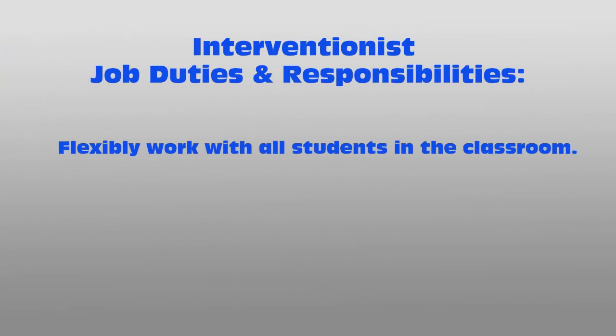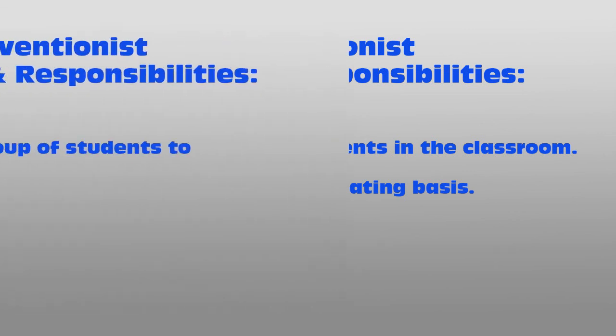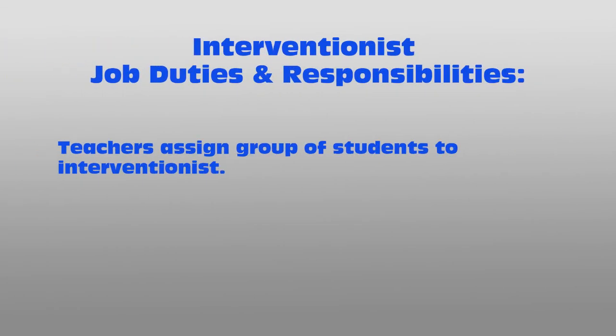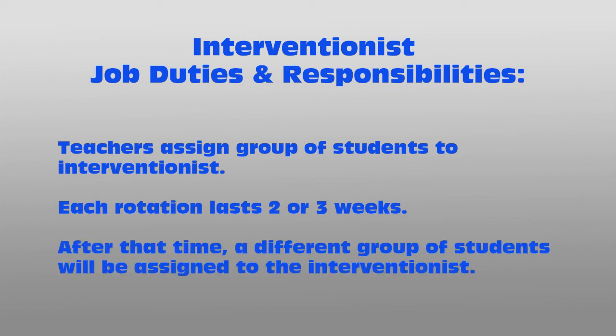The interventionist will flexibly work with all students in the classroom, and this will change on a rotating basis. So for example, you as a classroom teacher will assign them 5 students for a rotation of 2 or 3 weeks, and they'll work with those 5 students, and then after that rotation is up, you will assign them a different set of 5 students. So you will assign them the low students, the medium students, and the high students at some point in that rotation. The rotation can either be 2 or 3 weeks long.